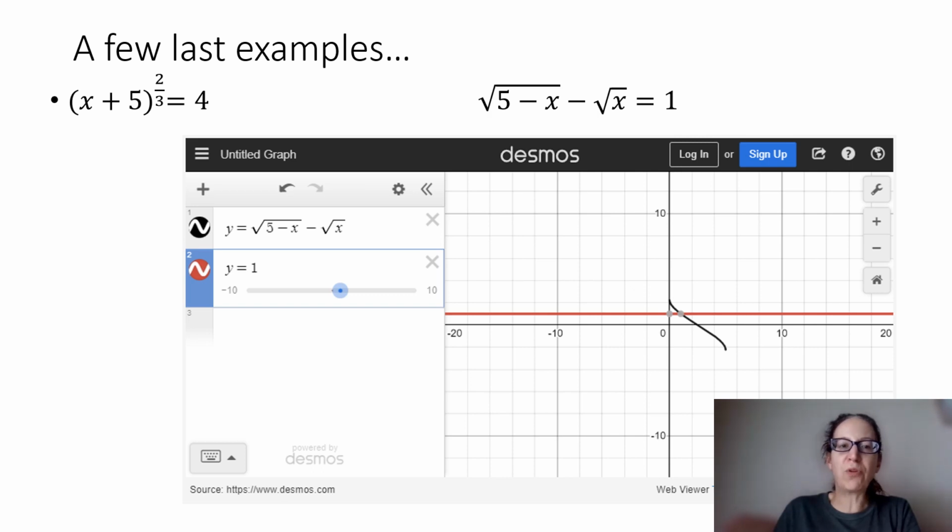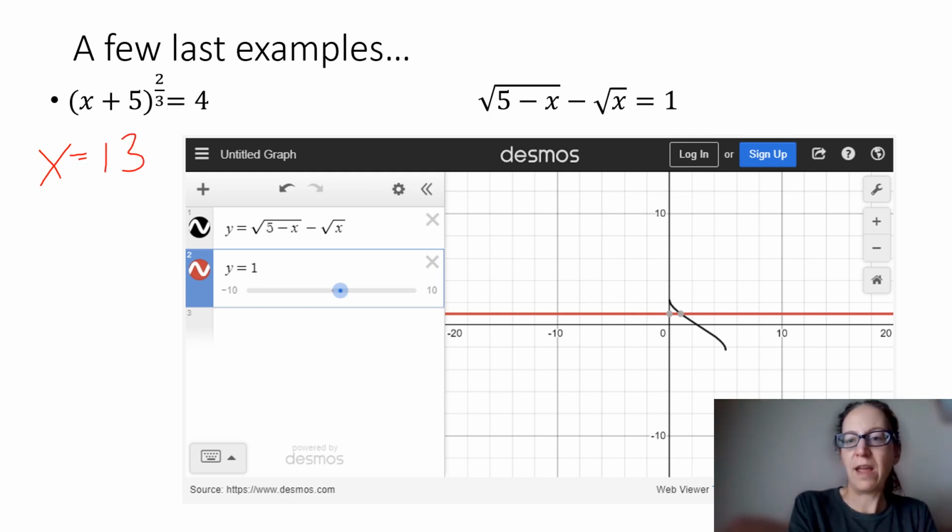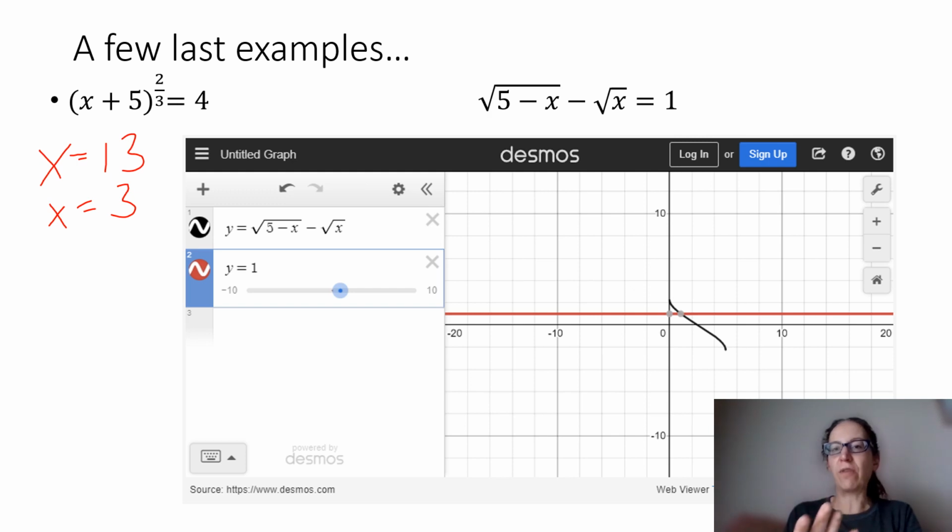And remember what we're looking for in this? We're actually trying to solve for x. And so we are only interested in the x coordinate. And so here I would have x is equal to 13 and x is equal to 3. And so this actually generates more than one answer.